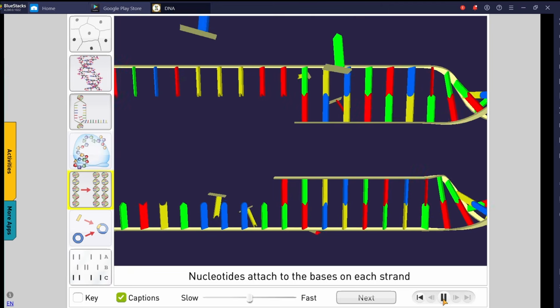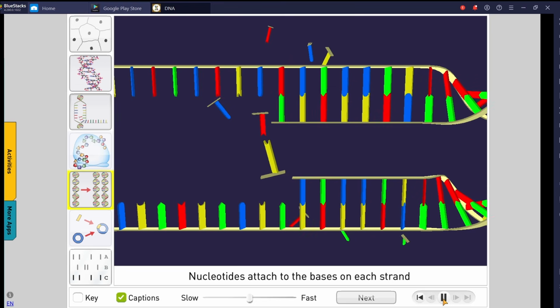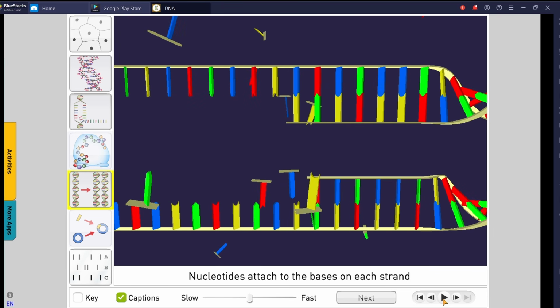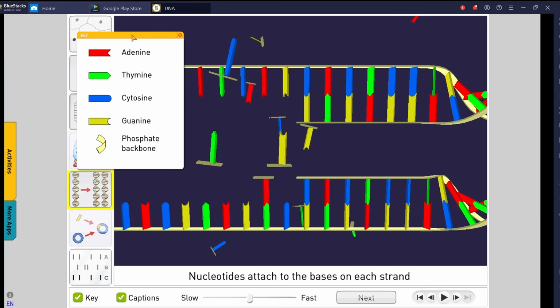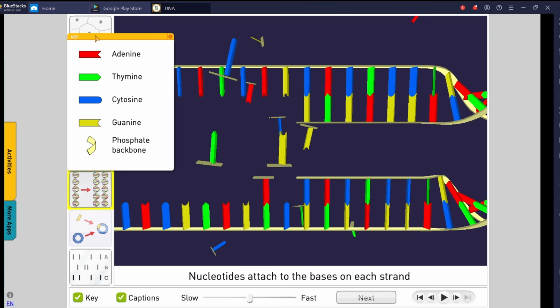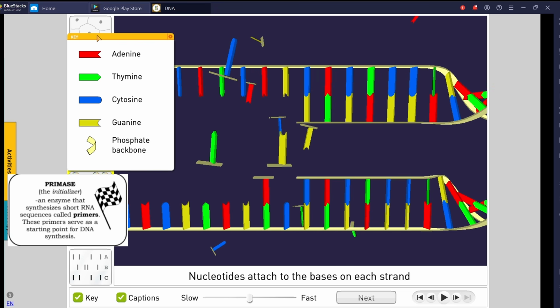So, syempre, yung mga bases na yan, hindi niya yan mahahanap agad. Kailangan merong mag-start ng pagdidikit. Kailangan merong mag-signal kung saan magsisimula. And that enzyme is called the primase. That's why we called here primase as the initializer. It gives or serves the starting point for DNA replication.